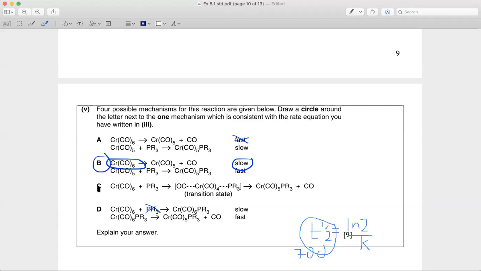For C, they don't tell us which one is the slow step and which one is the fast step. Also in C, you see that there's chromium and PR3. So one of your possible explanations is to say it is the only one that doesn't have PR3 in the slow step. You can either explain it by saying it only has chromium, or that it doesn't have PR3.